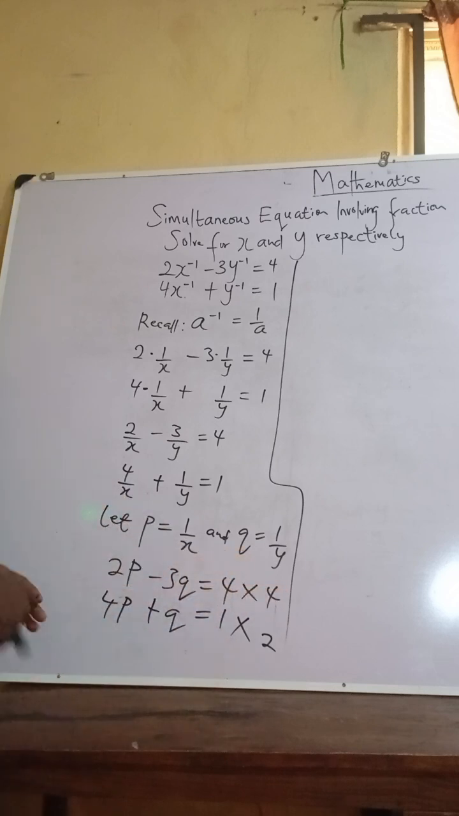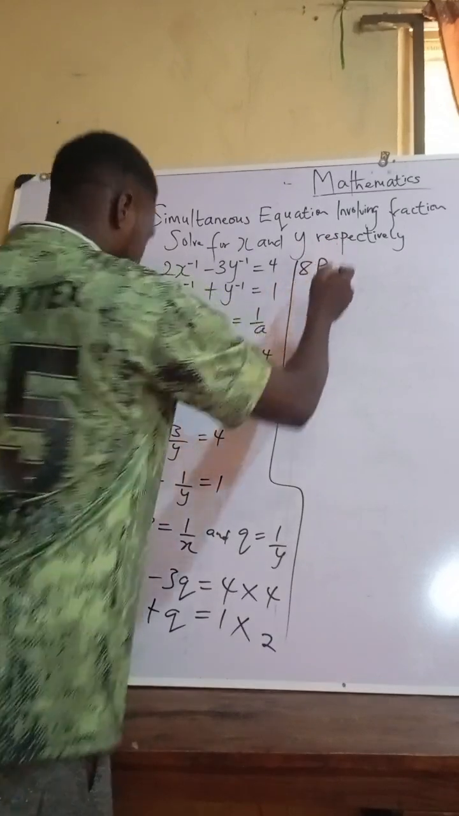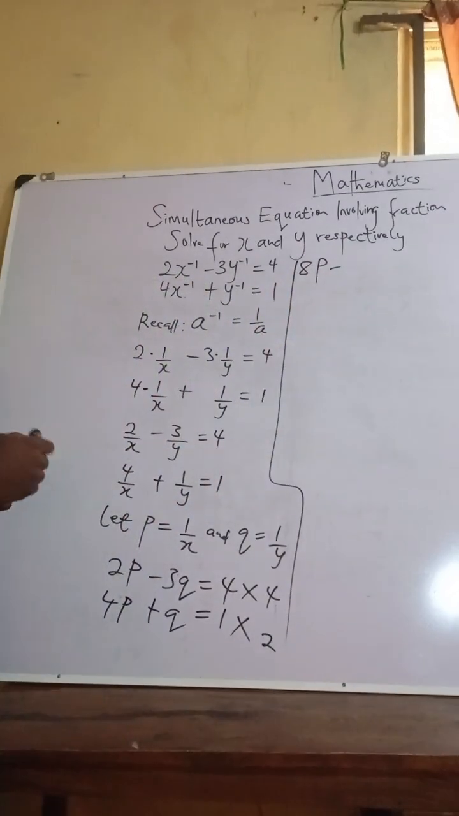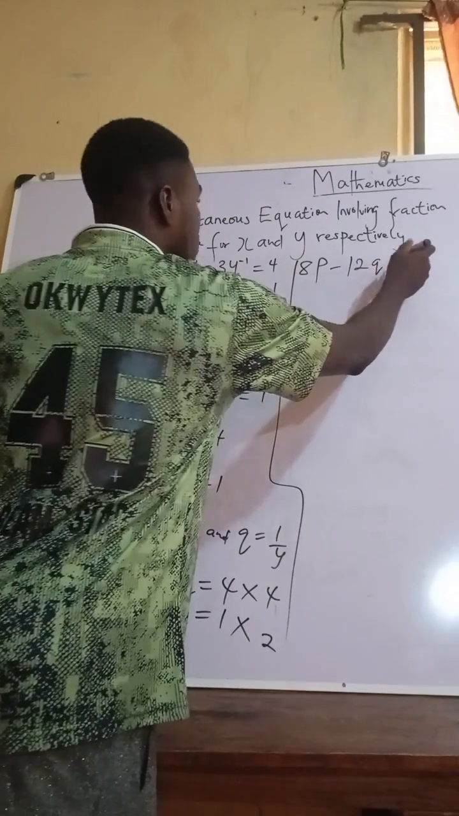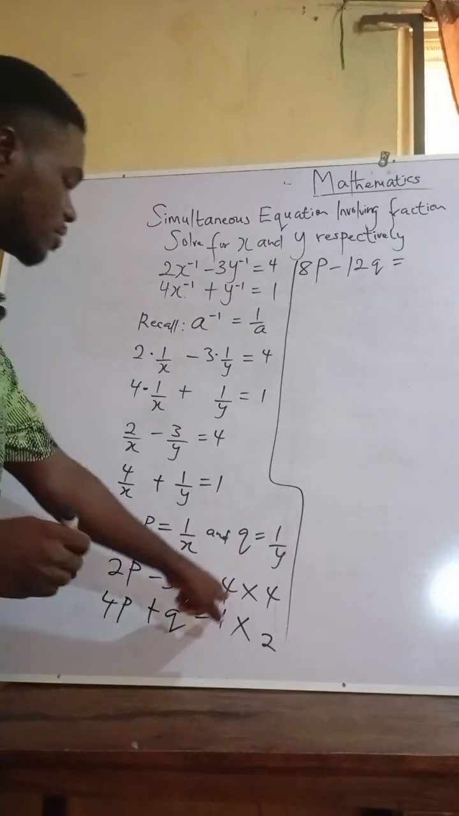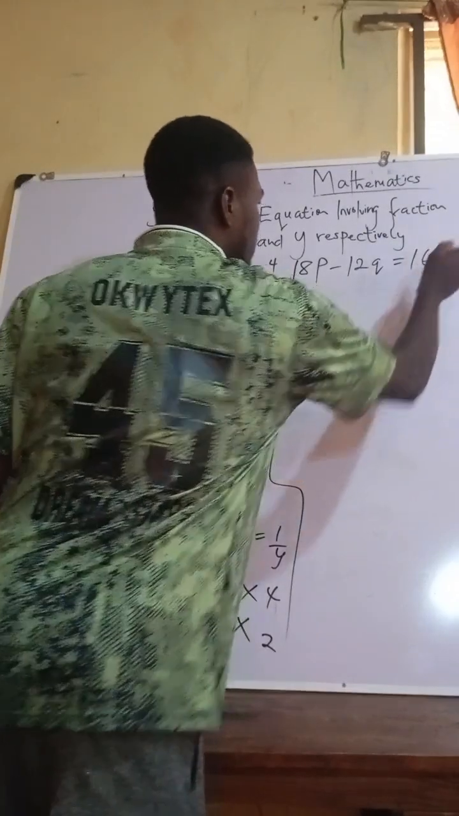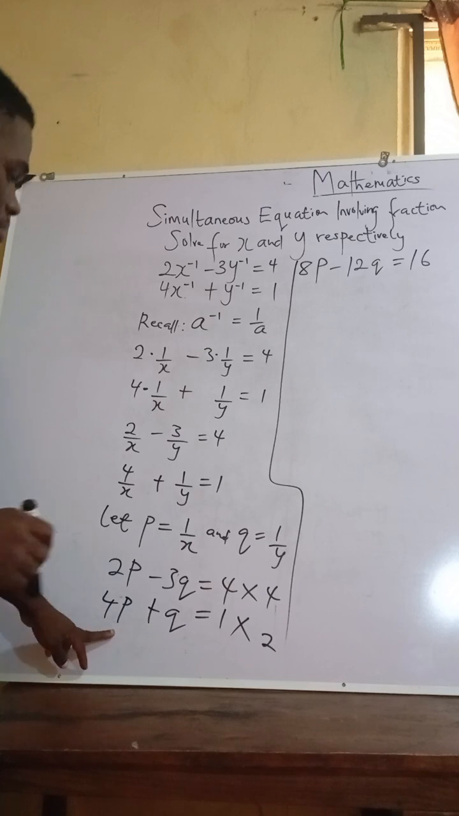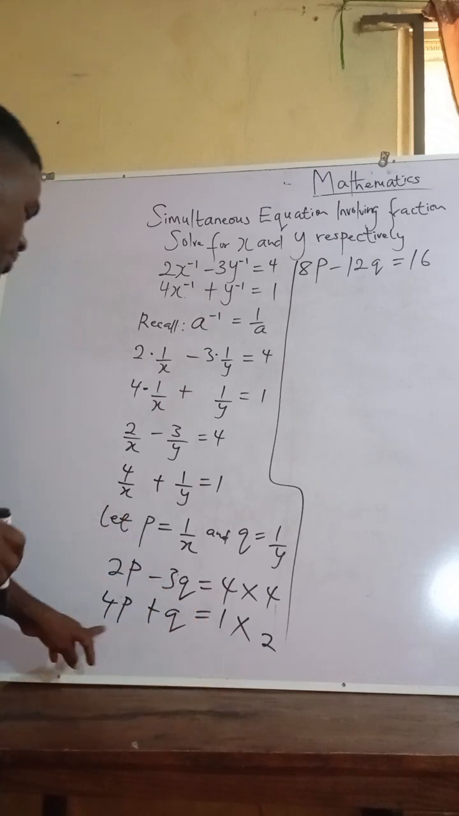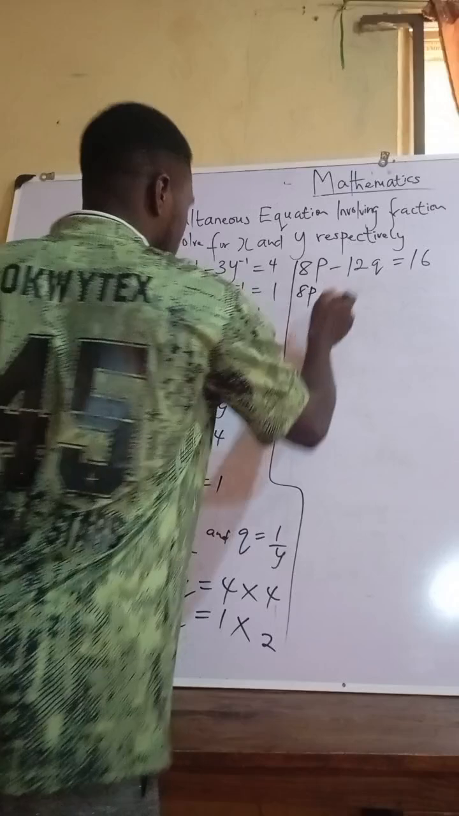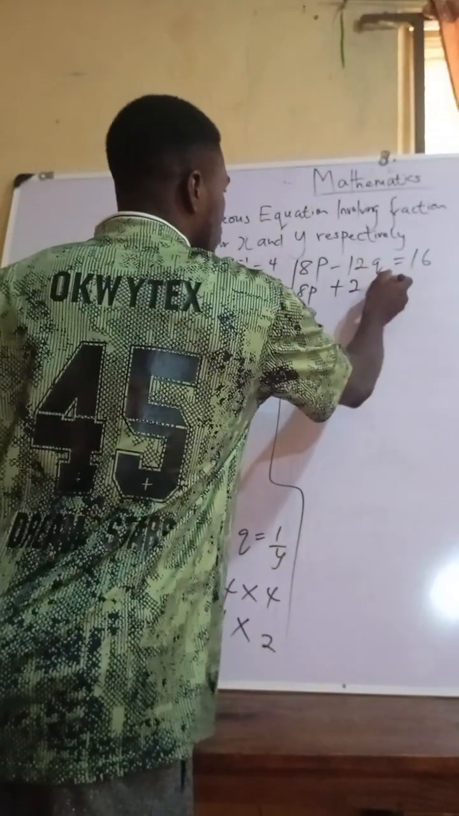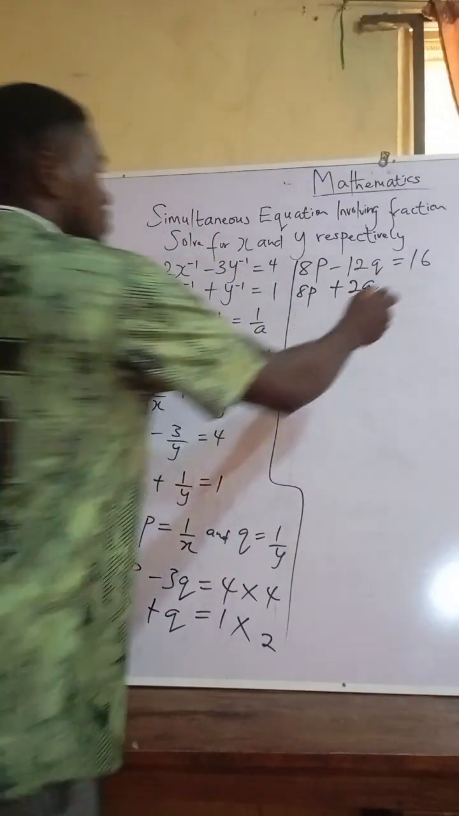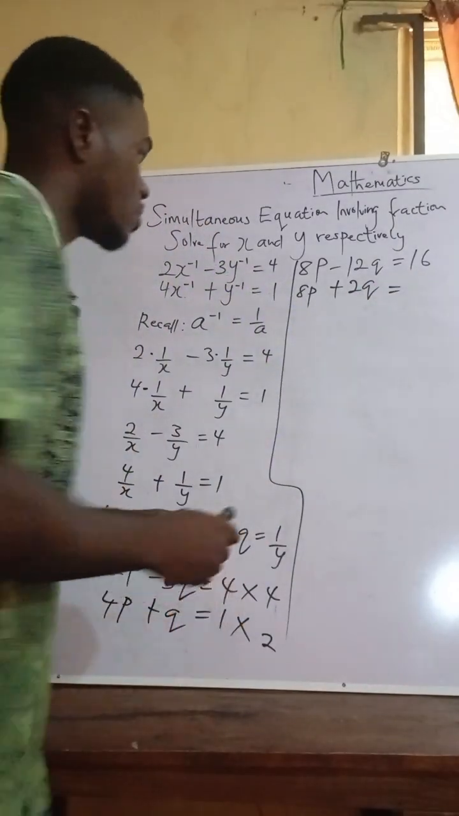So when I do my multiplication, I'm going to now have 4 times 2p is going to give us 8p minus 4 times 3q is going to give us 12q, which is equal to 4 times 4 is going to be 16. Now I go to the next equation. 2 times 4p is 8p plus 2 times q is equal to 2q. Then on the right hand side you have 2 times 1, which is 2.